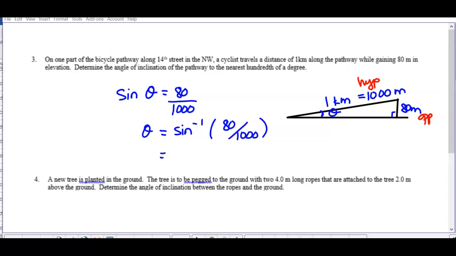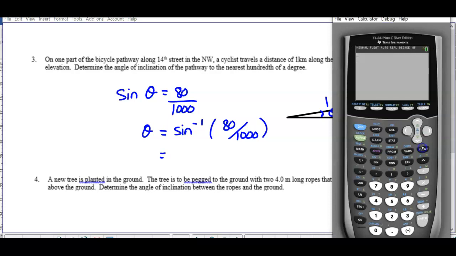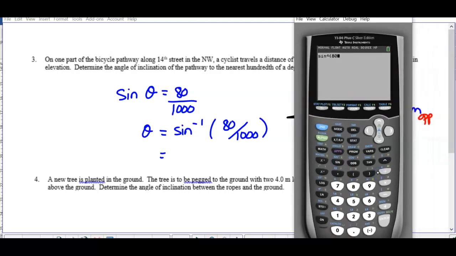So that's what it's going to look like on your calculator: second sine, 80 divided by 1,000, and that's going to be 4.59 degrees. It's going to be a small angle, otherwise it's really hard to bike that.